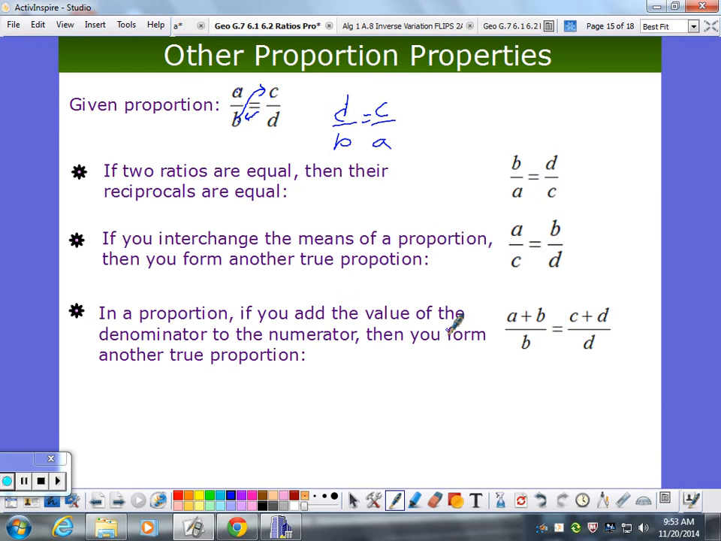This one's a really cool one. A plus B over B equals C plus D over D. You add the numerator to the denominator in both of them, and it still works. And why is that? I'm going to try to separate this out. That's A over B plus B over B, right? And that's C over D plus D over D, correct? What's the value of B over B? 1. And then what's the value of D over D? 1. I added 1 to both sides. Who says I can add 1 to both sides? Addition property of equality. So I can.